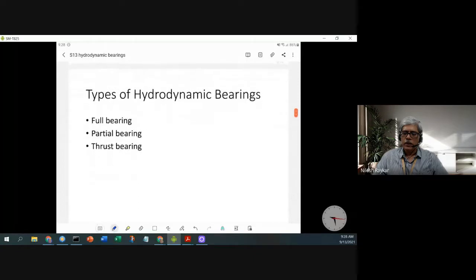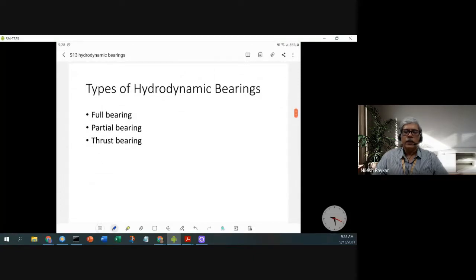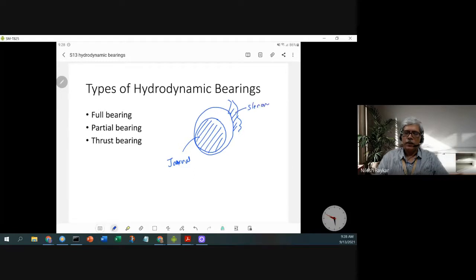Based on the geometry, the hydrodynamic bearings can be classified into three types. One is the full bearing. The full bearing is where the journal or the shaft is fully surrounded by the sleeve. So the sleeve is of full circumference. So this is the journal or the shaft, and this is the sleeve. The sleeve is throughout the circumference of the shaft, fully surrounding. So that is known as a full bearing.